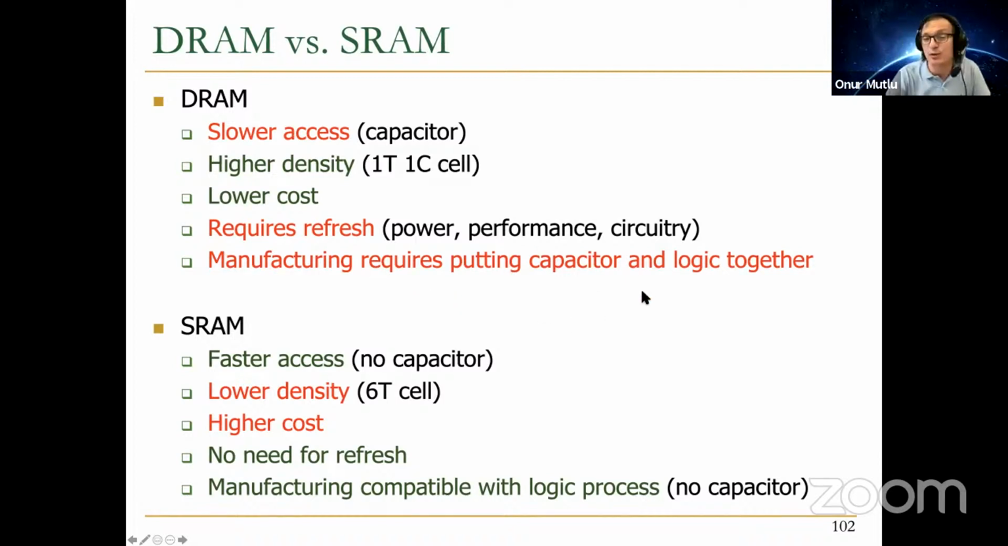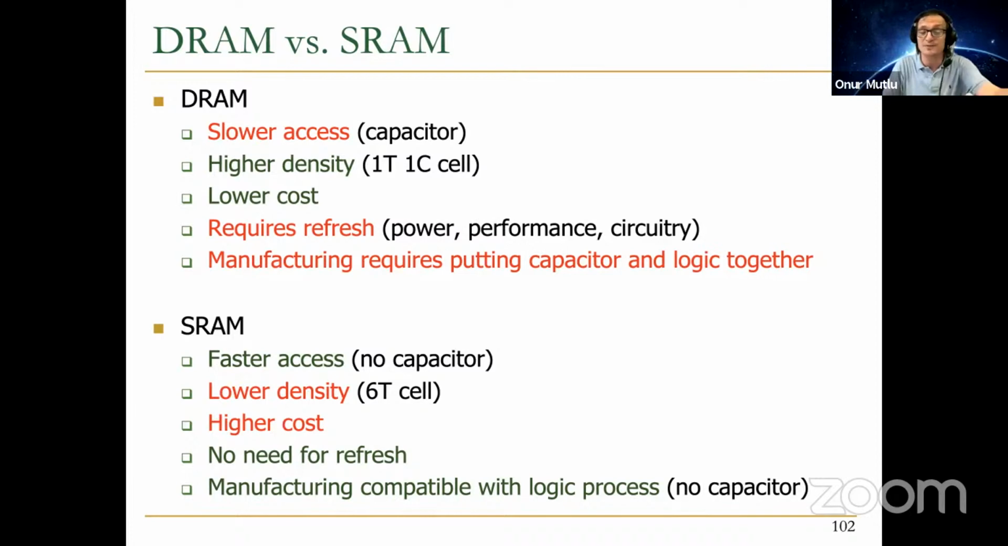And also, manufacturing requires putting capacitor and logic together. That's why we cannot manufacture DRAM, at least at the same good levels of density, on the chip where we build the processors as well. That's why we need a separate chip for DRAM. But it has a lot of advantages. Even though it has all these disadvantages, it has this density and cost advantage, which makes it a really important technology today. And it's faster than some other technologies like SSDs, clearly, right? Comparing DRAM and SRAM, which are two technologies that we're going to use a lot in the remaining part of these lectures. Okay, so keep this in mind.